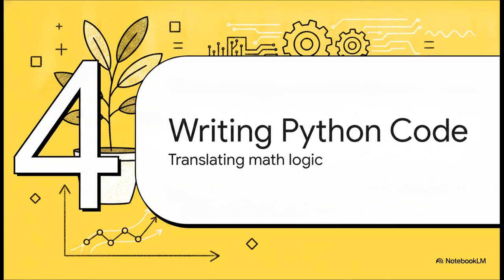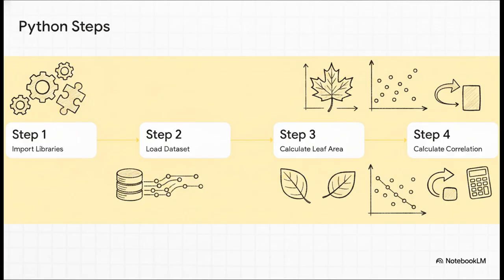This is where we translate math into programming logic. We're going to break this code down into 4 really manageable steps. Import libraries, read the dataset, calculate leaf area, and calculate correlation. Chunking it out like this keeps us from getting overwhelmed. After all, programming is really just structured problem solving.